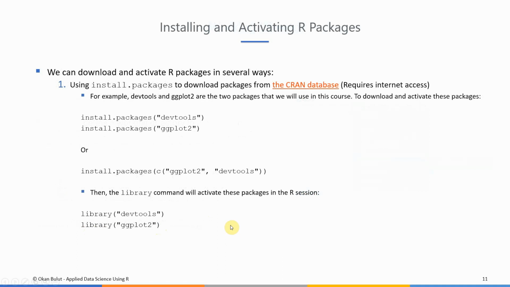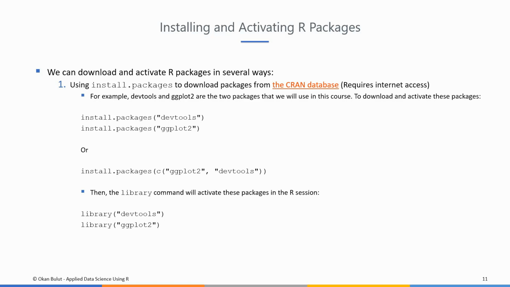So like I said, R has a lot of packages, and we can install and activate these packages using the install.packages command, and also we can use the library command to activate the packages. Let's say I would like to install a package, and DevTools and ggplot2 are the packages that we are going to use. If you use install.packages, it will just directly connect to the CRAN database. So that means your computer has to have access to the internet. Otherwise, it's not going to work.